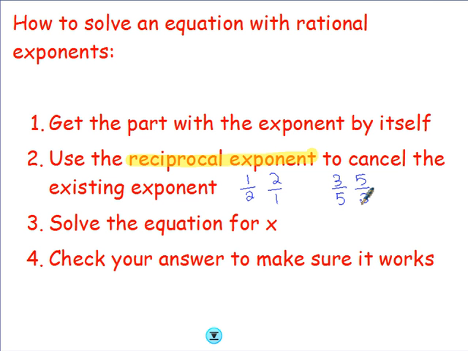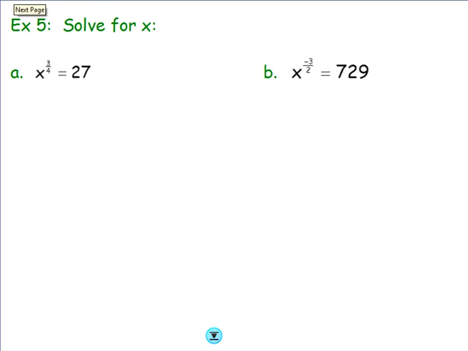Then, whatever is left over, you're going to solve for x, just like with the radicals. And yes, you need to check your answers again to make sure they work. So let's take a look at an example together. As you can see, we have an x that has a power of 3/4, and it's equal to 27. Well, we don't need to move anything. We need to go straight to using the reciprocal exponent. So on this side, I'm going to multiply by a 4/3 in the exponent, and I'm going to put a 4/3 in the exponent over here.